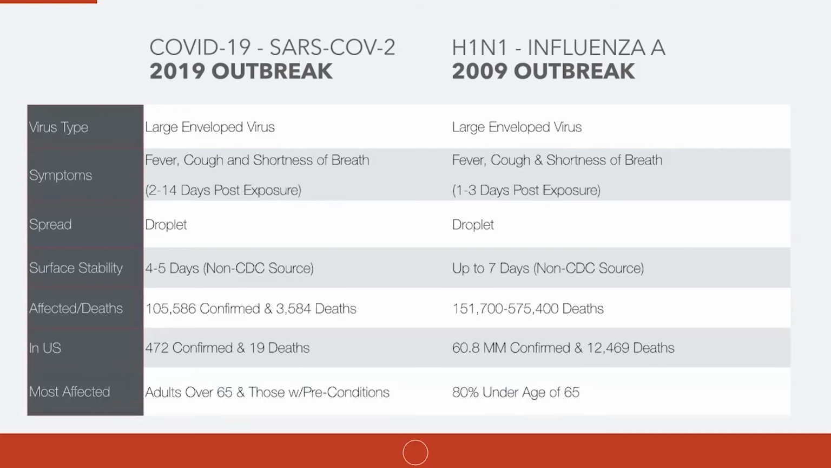The main difference as well is that while COVID-19 shows to be most dangerous for those over the age of 65 or those with preexisting health conditions, H1N1 actually affected mostly healthy people, which made it significantly more concerning for most. 80% of those who were affected by H1N1 were actually under 65 years old if you consider the severe cases.